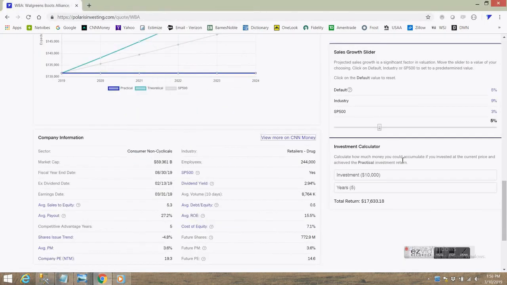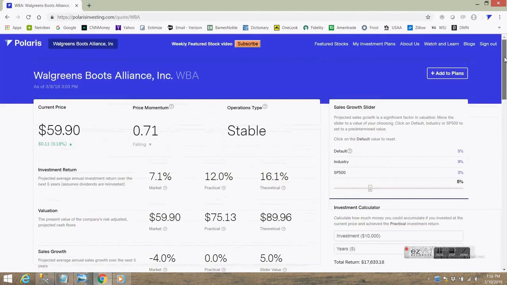Let's go next and talk about the other approach that Polaris uses in setting this default sales growth, and that is if the operations type is considered dynamic, or future operations are expected to be quite different than current operations.